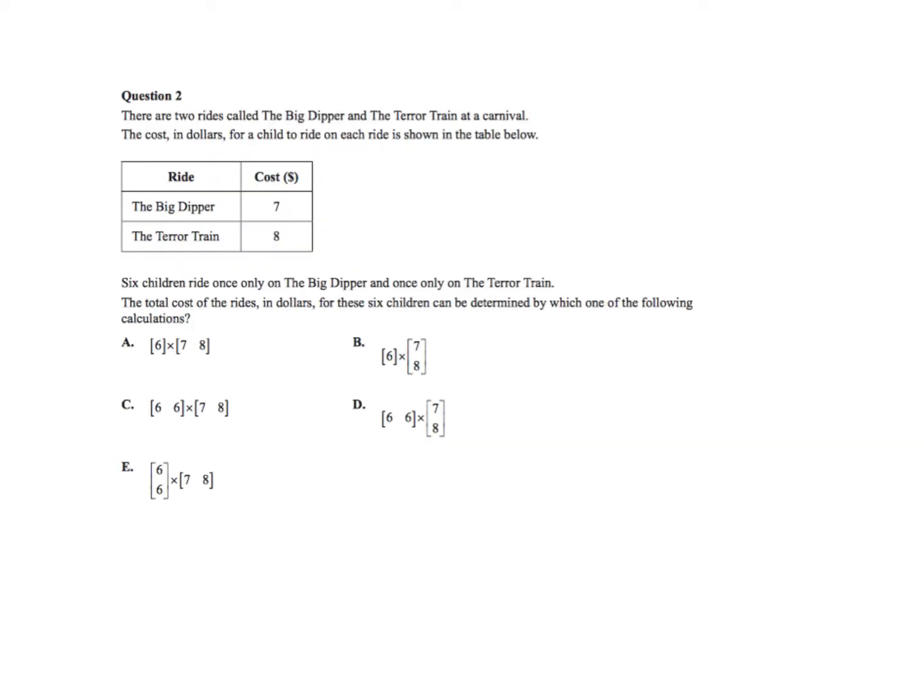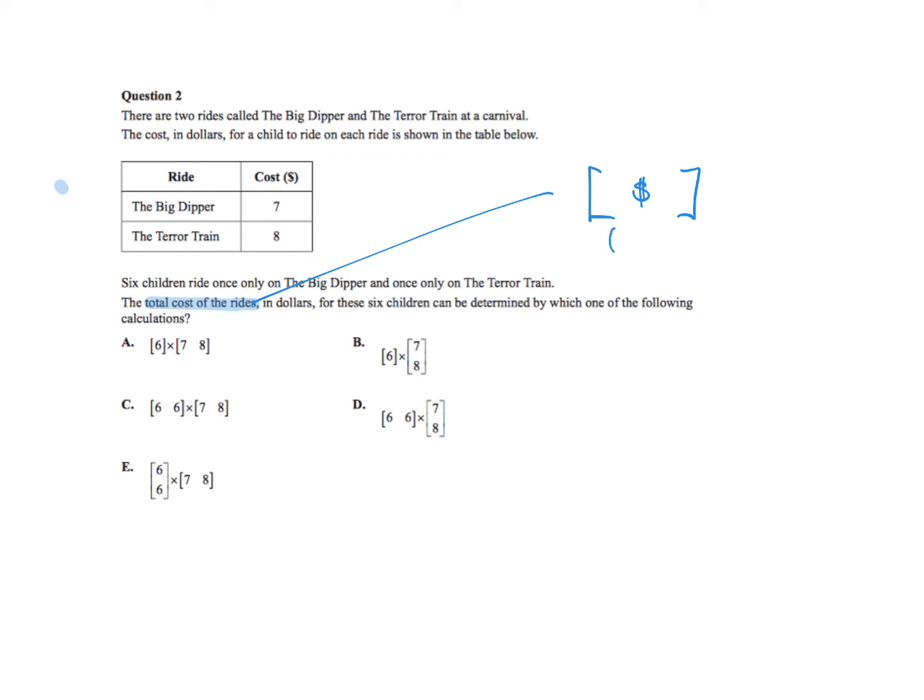Okay, there are 2 rides called the Big Dipper and the Terror Train at a carnival. The cost in dollars for a child to ride on each ride is shown below. 6 children ride once only on the Big Dipper and once only on the Terror Train. The total cost of the rides in dollars for these 6 children can be determined by which of the following matrix. This one's pretty easy, but what they want is a matrix that shows the total cost of rides. So if you had a total cost of rides, it would be just one answer like that.